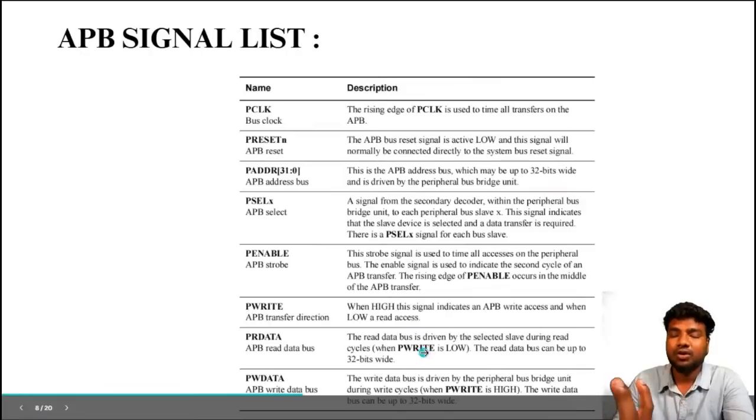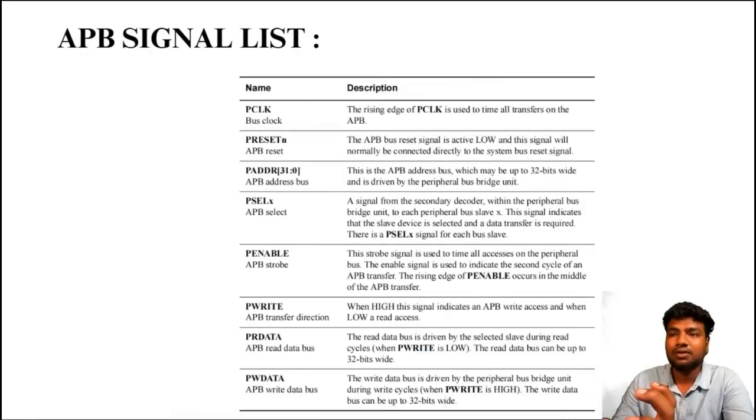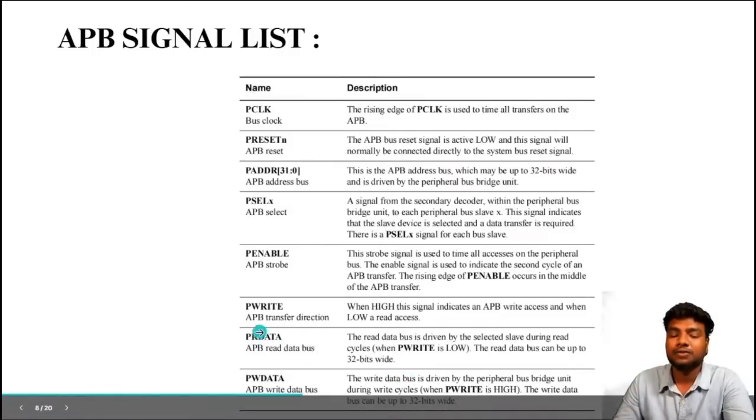If you imagine you are the master, you are receiving some input, but it is the output for the slave. That signal is PRDATA. So PRDATA is an input for the master but an output for the slave. This means the output signal PRDATA is the read data.